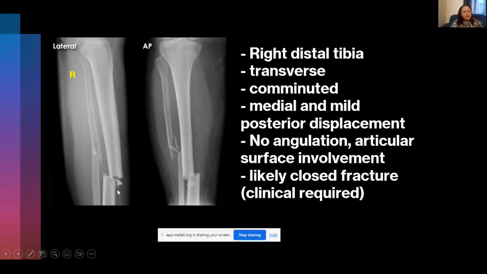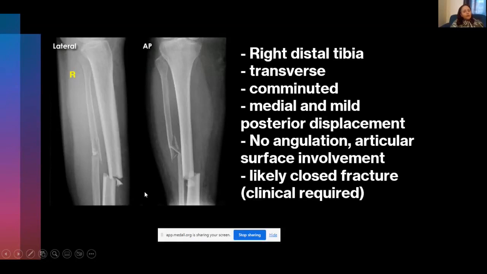Is there any significant angulation? I don't think so. Is there articular surface involvement? Actually, this X-ray is inadequate because it should have covered the ankle, but the fracture does not seem to have any distal extensions, so most likely no articular surface involvement.